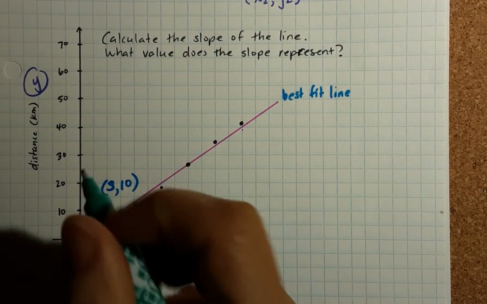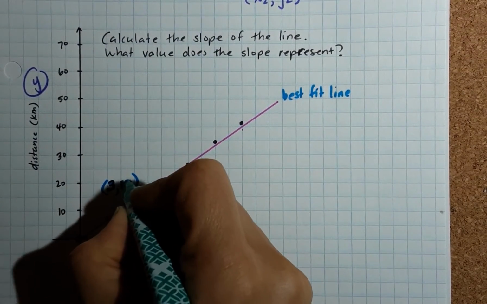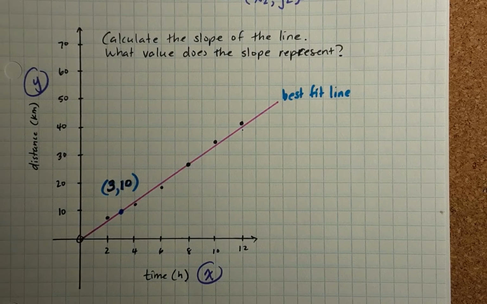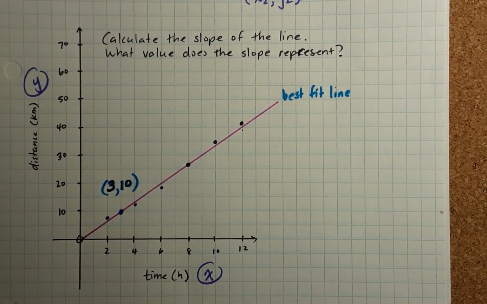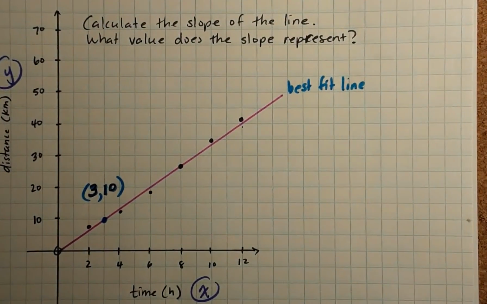Hopefully you can see that. That's a 3. I'm going to go over it with black. 3 and a 10. So the X is a 3, the Y is a 10. Now I'm going to go along and try and find another point on the line that crosses a hash.